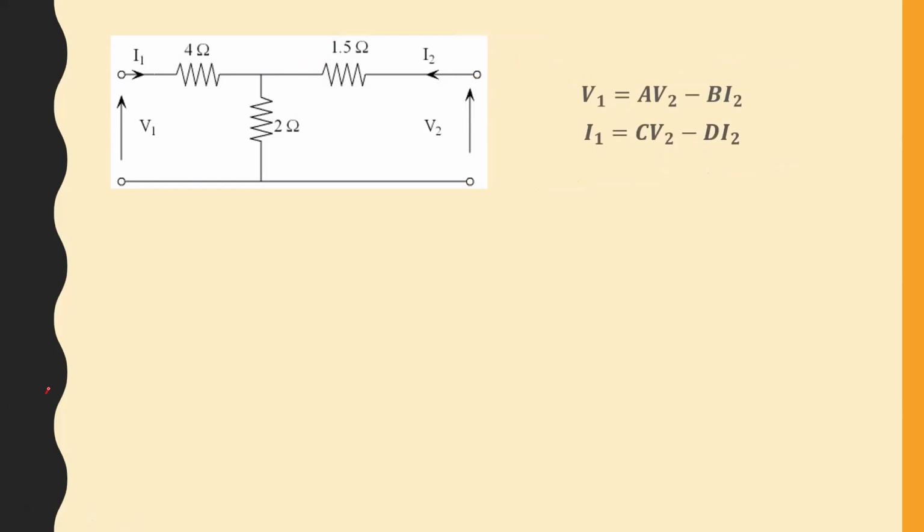So the equations for the transmission parameters, we recall, it's the input voltage and current with respect to the output voltage and current. That's for the transmission. So we're going to find the ABCD parameters of the network shown. So let's get cracking.